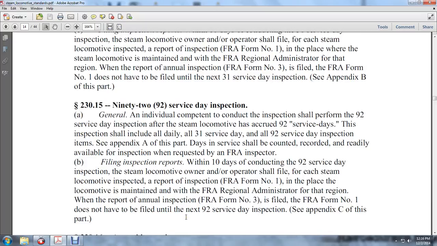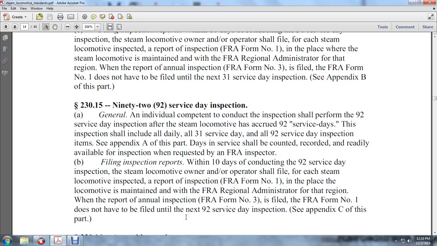The 92 service day inspection. A general individual competent to conduct the inspection shall perform a 92 service day inspection. The inspection occurred every 92 service days. The inspection shall include all daily, 31 service day, and all service day inspections. Item C, Appendix A, for the days of service counted and recorded, readily available for inspection at the request of the FRA inspector.